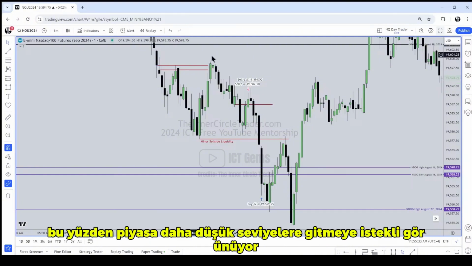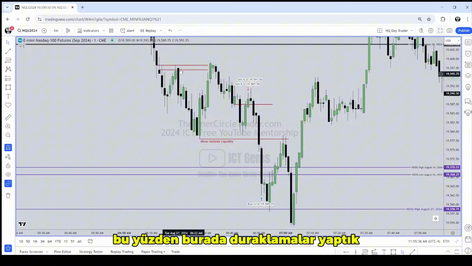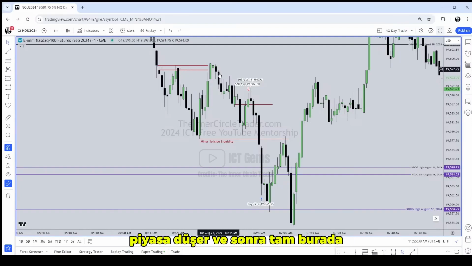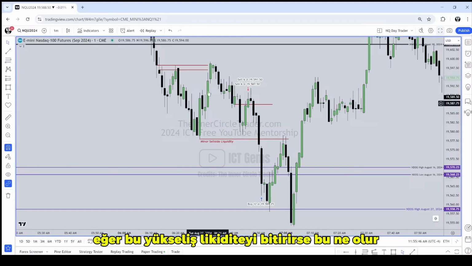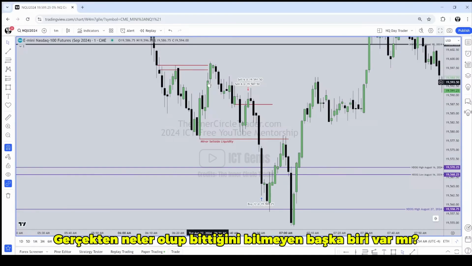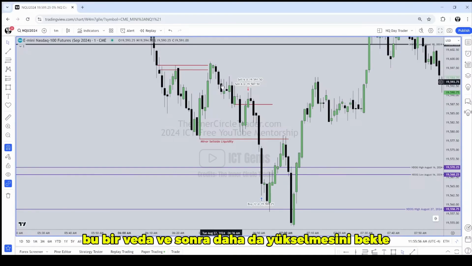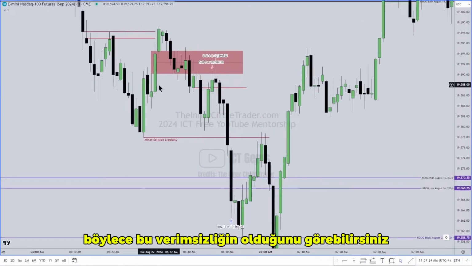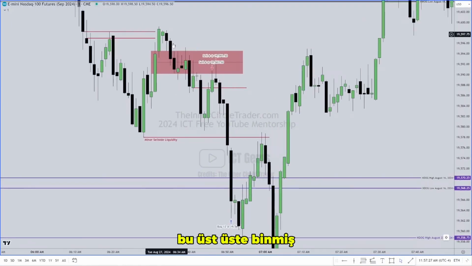So the market shows a willingness to go lower. So we had stops taken here. The market drops. And then right in here, what is this? If this run up takes out the liquidity and this gap with this volume imbalance, anyone else that doesn't know really what's going on, they may look at that and say, oh, this is a buy, and then look for it to go higher. So you can see that we have this inefficiency that's overlapped.